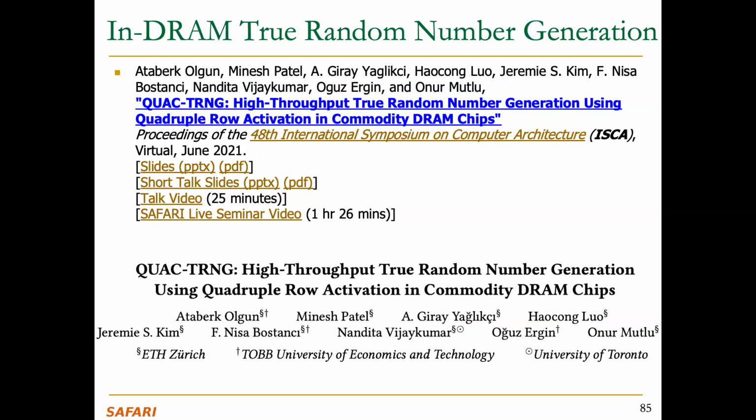And more recent work that we haven't published yet shows that you can actually activate many rows in DRAM, and you can actually get even better DRAM random number generators. Now, why is this interesting? This is interesting because this is very low overhead.